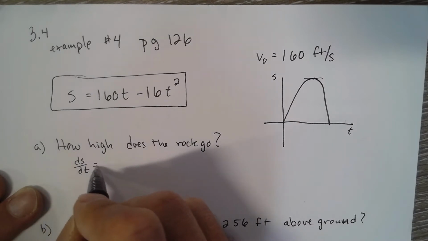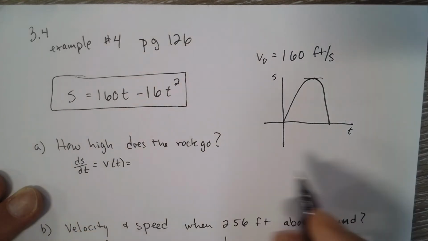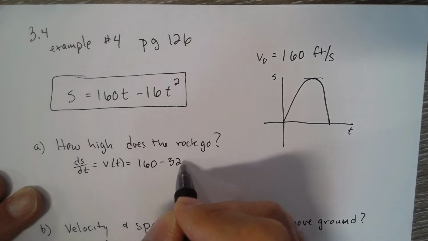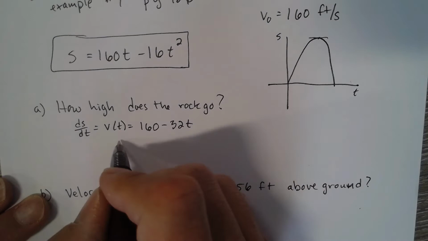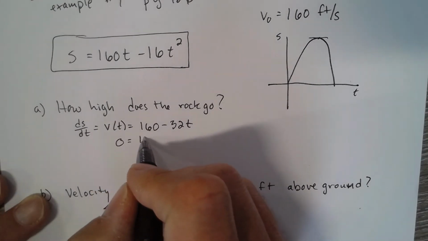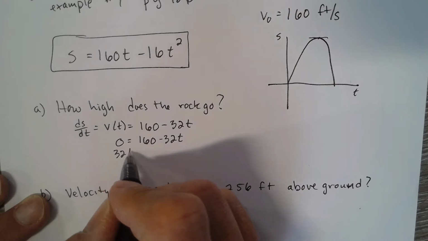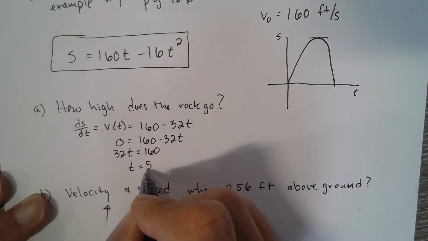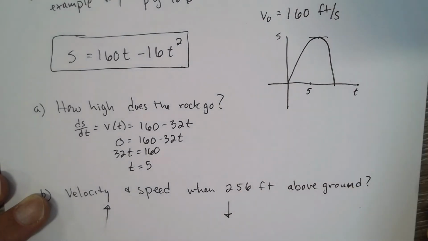So we're going to find ds/dt, which is the velocity. Find the derivative: 160 minus 32t. So that's my velocity equation. We can find when the velocity is 0. That'll give us our horizontal tangent. Divide by 32 and we get 5. So this right here is 5 seconds.